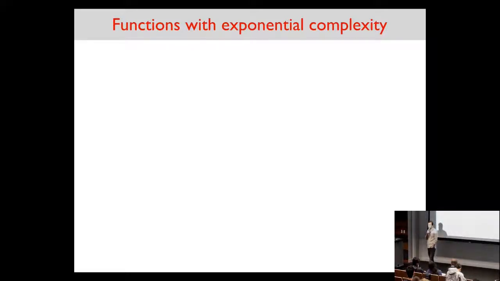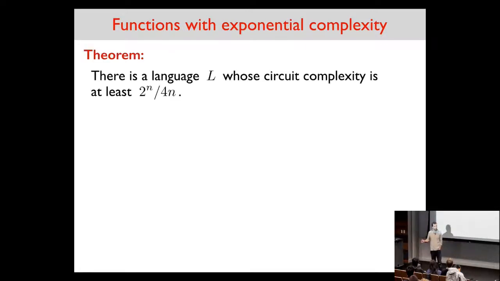Then we can ask, well, is there any function that actually requires exponential size circuits? Or maybe every function is computed by polynomial size circuits. Is that possible? That's actually not possible. So here's a theorem. There's a language L whose circuit complexity is at least 2 to the n over 4n. Okay, so that's not really omega of 2 to the n, but it's quite close. So there are some languages which require exponential size circuits.